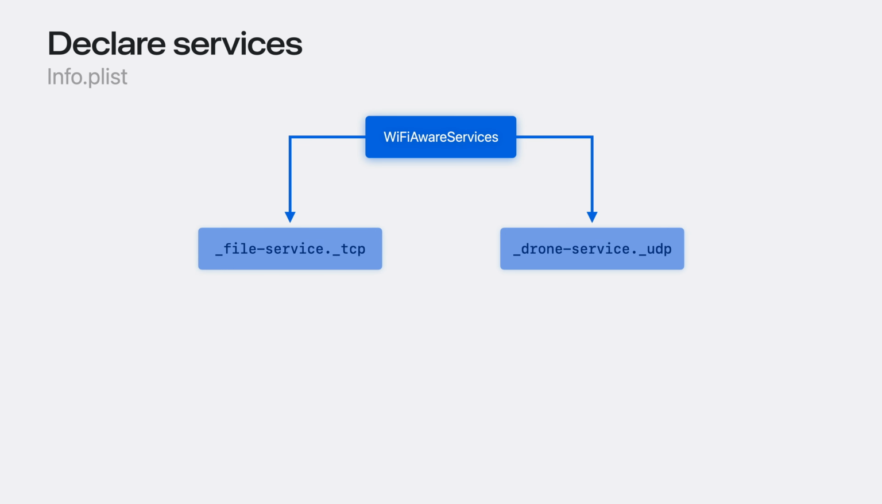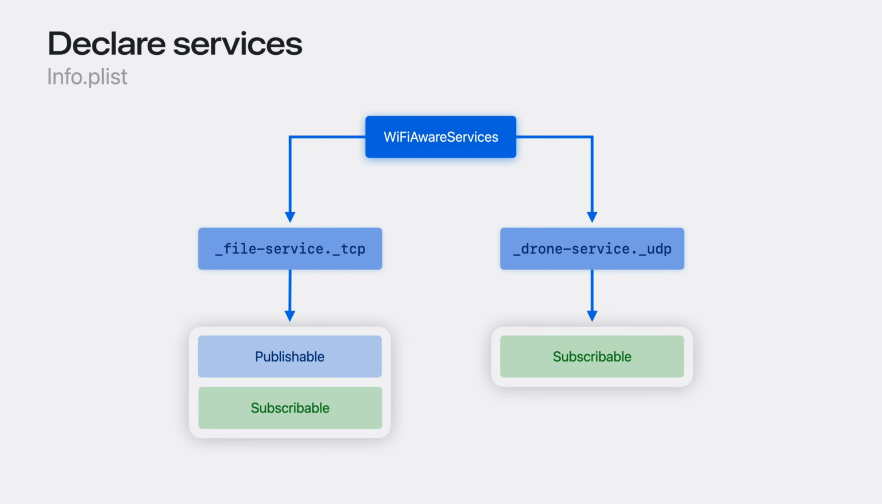Your application's Info.plist specifies the services it intends to use. To do this, add the Wi-Fi Aware Services key. This is a dictionary where keys are service names and the corresponding value is the configuration for that service. In this example, the app declares two services, file service and drone service. Each service has a dictionary of configuration properties. To make a service publishable, include the publishable key, and to make it subscribable, include the subscribable key.